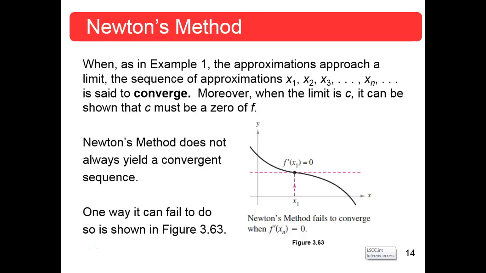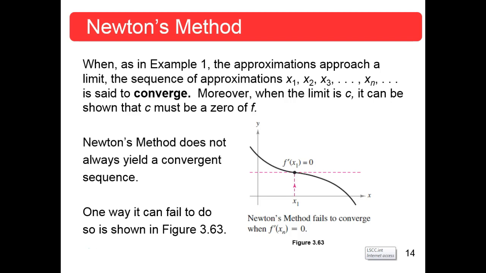Here, when, as in examples 1 and 2, the approximations approach a limit, the sequence of approximations, x1, x2, x3, up to xn, keep going, is said to converge. Moreover, when the limit is c, it can be shown that c must be the 0 of f. Okay? Now, Newton's method does not always yield a convergent sequence. If this is your 0 here, and you happen to choose this place here where you have a first derivative of 0, it's not going to work because you're dividing by that first derivative.